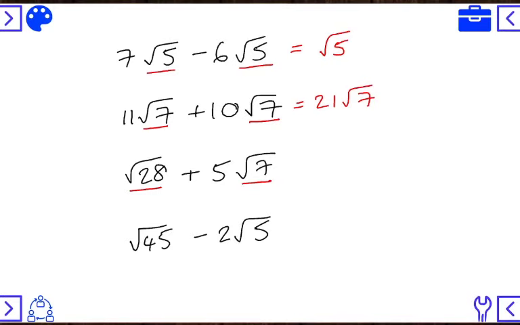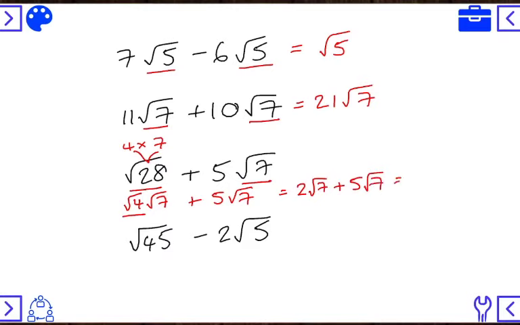I can split 28 into 4 times 7, and there's the clue that 7 appears within one of the numbers, so that is my way forward. And 4 just happens to be the largest square number that goes into 28. So writing this as the square root of 4, the square root of 7, add 5 root 7, I can see here that this bit simplifies to give me 2 root 7, and I'm adding on 5 root 7, which was the second term, and 2 root 7 add 5 root 7 is 7 root 7.